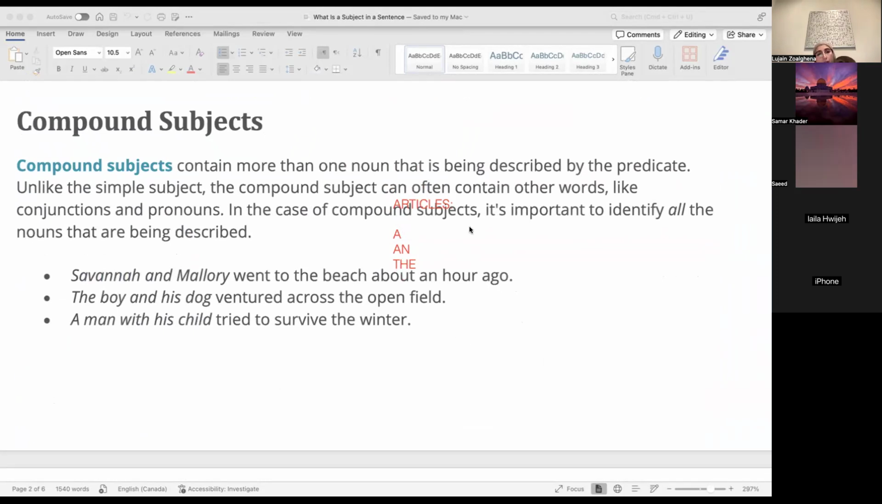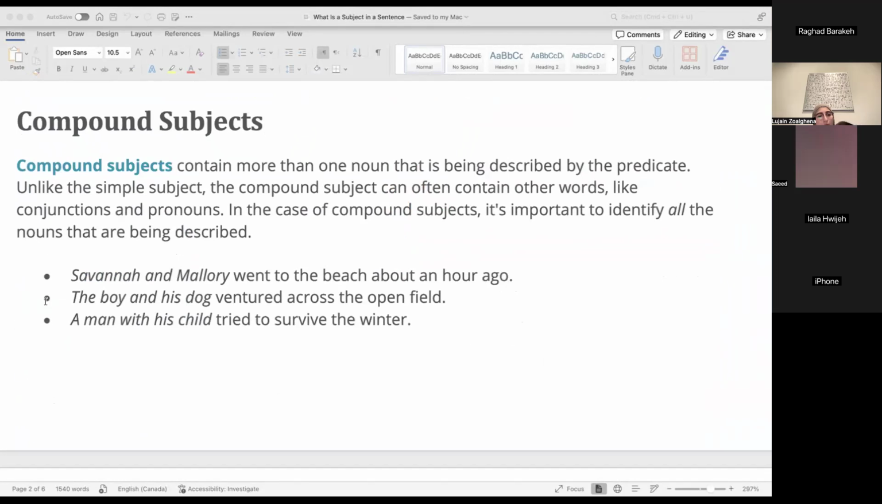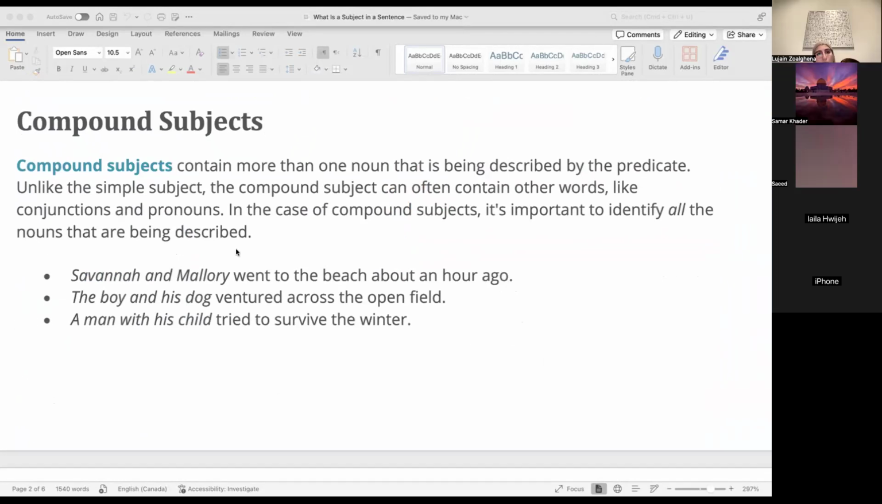Now, compound subjects. Who wants to read it? Compound subjects contain more than one noun that is being described by the predicate. Unlike the simple subject, the compound subject can often contain other words, like conjunctions and pronouns. In the case of compound subjects, it's important to identify all the nouns that are being described.